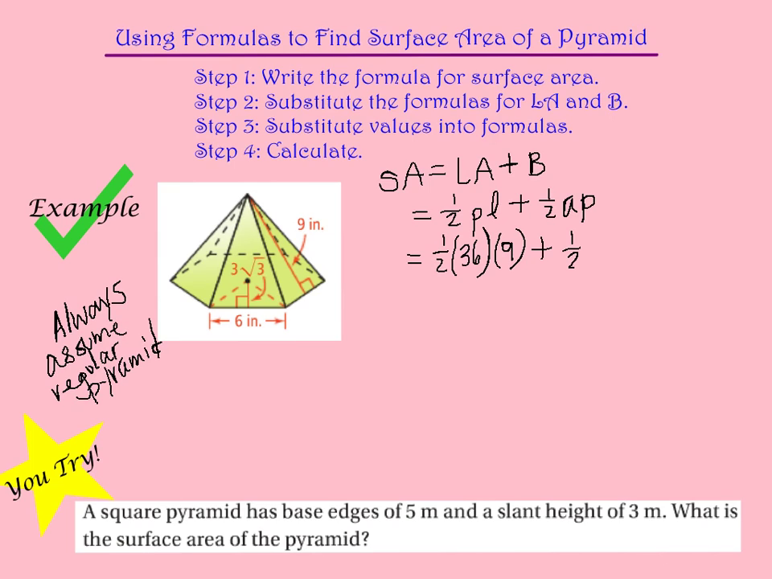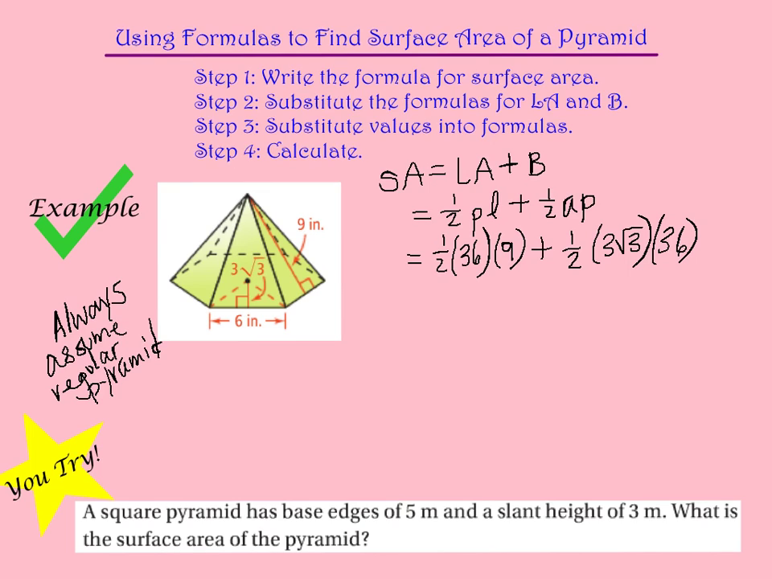Plus 1/2 the apothem. Here's our apothem. It's drawn already for us. And here's the arrow letting us know that this length is 3 times the square root of 3. So the apothem is 3 square roots of 3. Notice I'm putting this in parentheses since the 1/2 and the A and the P, they're all multiplying together. And then perimeter, well, we had that before, so 36.